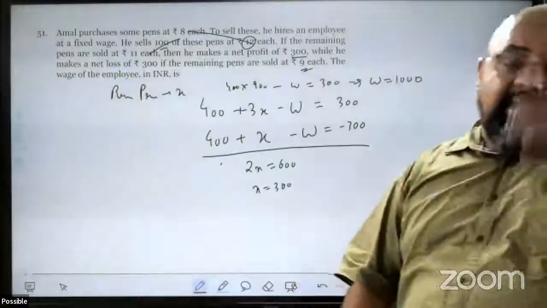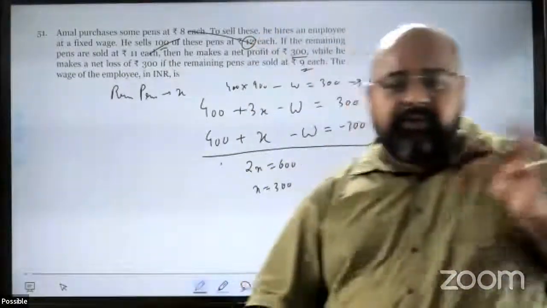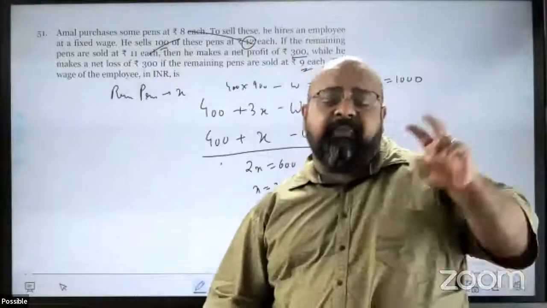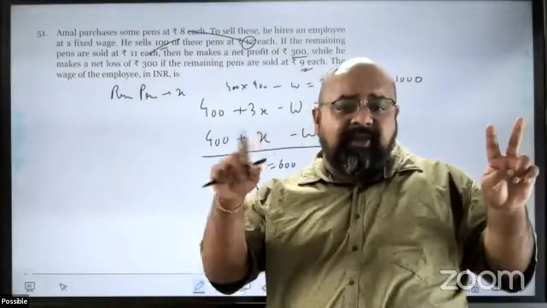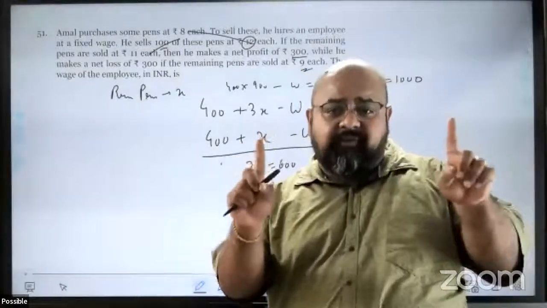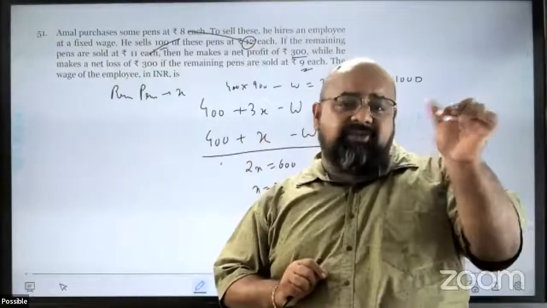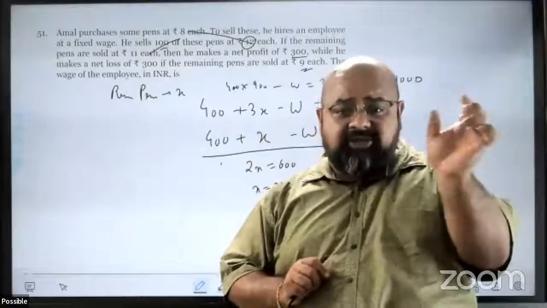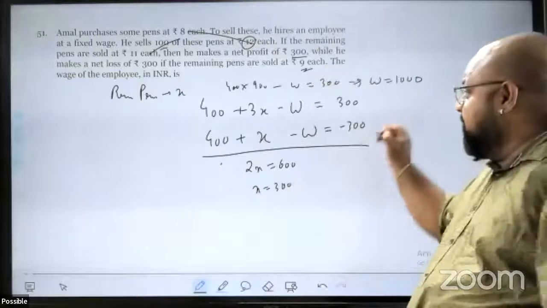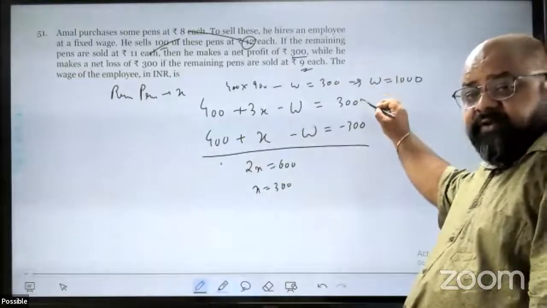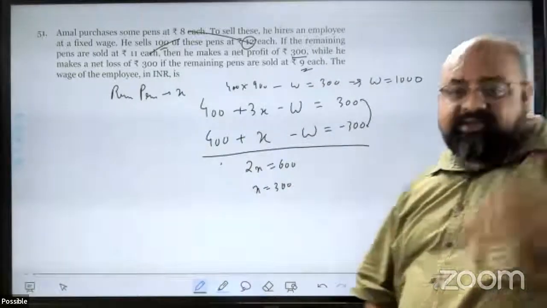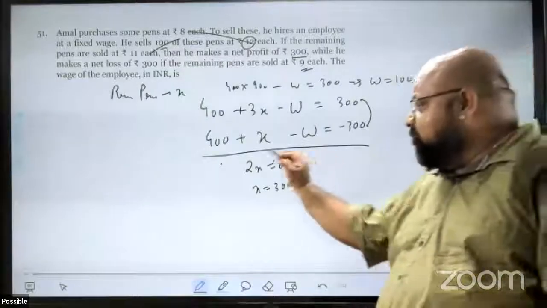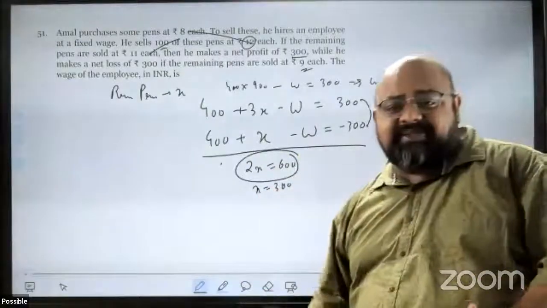The point is, see, in the two cases, the difference is that instead of 11 rupees, he is selling the pen for 9. So he has a net loss of 2 rupees per pen. The number of pens sold at the different rate is X, so the loss will be 2X. And overall, the loss goes from a profit of 300 to a loss of 300, so a decrease of 600. So I can directly write 2x is equal to 600, therefore I get x as 300.